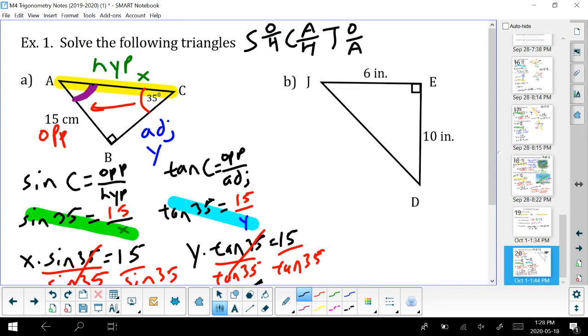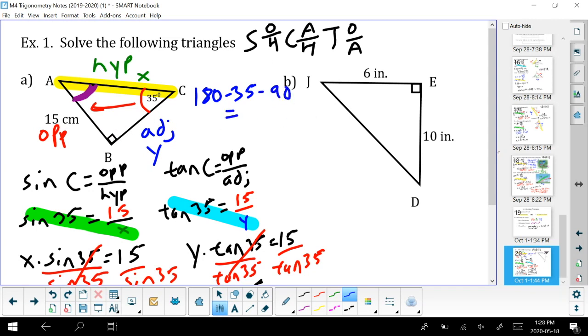Well, we can use the triangle property where we know that all three angles add up to 180 degrees. So we can start out with 180 degrees. We're going to subtract what we know. We can subtract that 35. And then we can subtract this right angle, that 90 degrees in the corner.